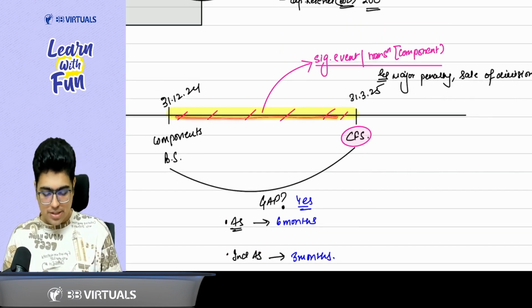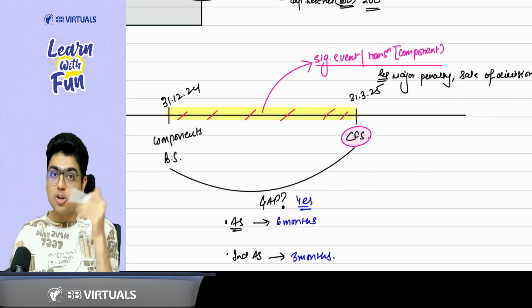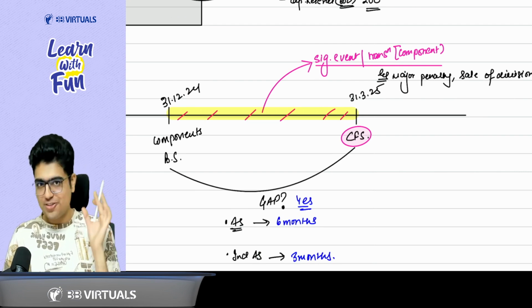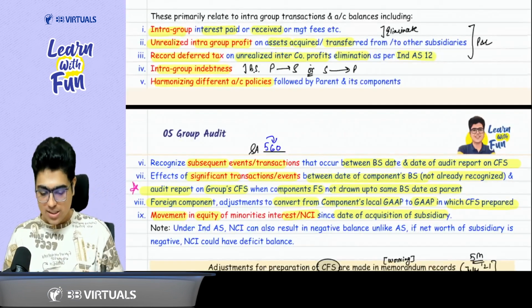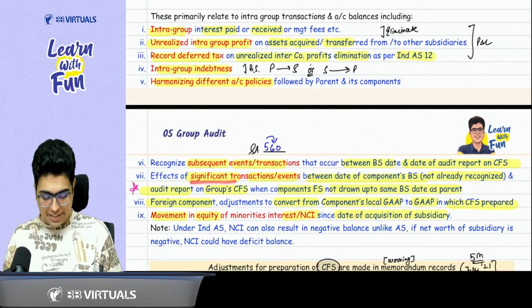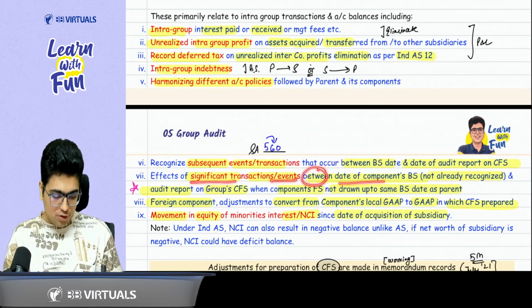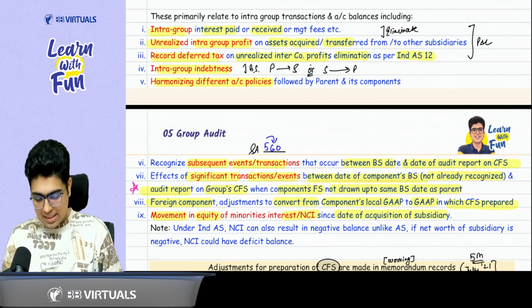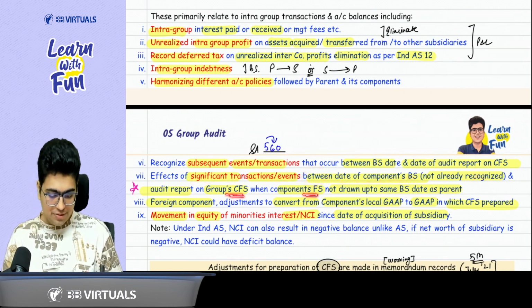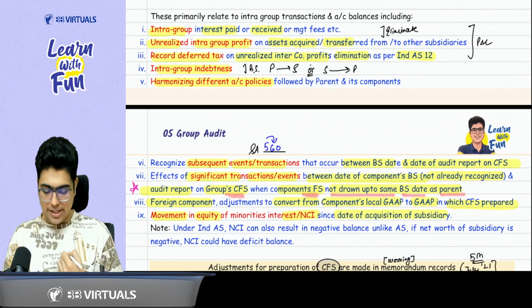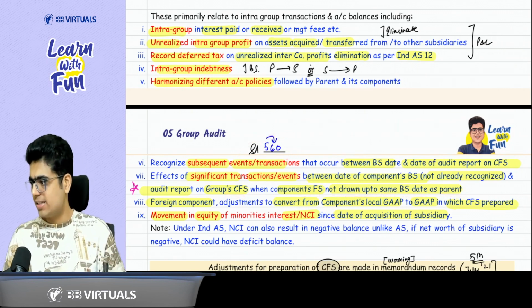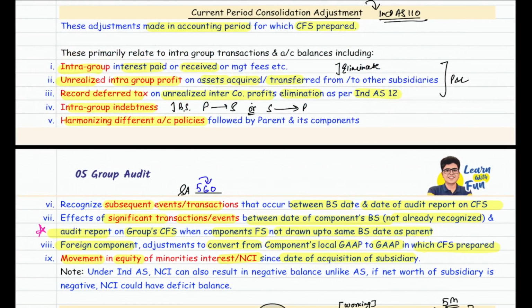Now sir, in this time period, whatever are the significant events and transactions in the component, that needs to be adjusted for CFS. So this is what is given here. Significant events or transactions between the date of the component's balance sheet and the group CFS, when the component's FS are not drawn up to the same balance sheet date as the parent. And whatever are subsequent events, you can adjust them. Out of all these, even if you are able to remember 5 to 6 points, that is more than enough. So mostly the points are elimination, harmonization of accounting policy, GAAP adjustment, subsequent events, and significant events and transactions.